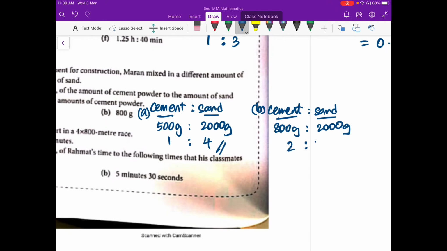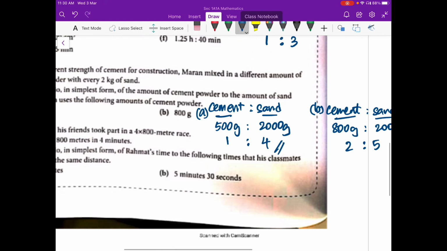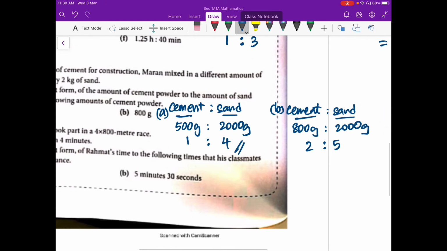2 to 5. How do you do it so quickly? Cancel. What do you cancel? The 2 zeros, then what else? Then divide by 4. Yes, you will get a correct answer. Why didn't you use your calculator? 800 divided by 1, 2, sorry. 2000. You get 2 to 5. Same thing, right? Okay, thank you. Sit down. So that is for part A and part B.